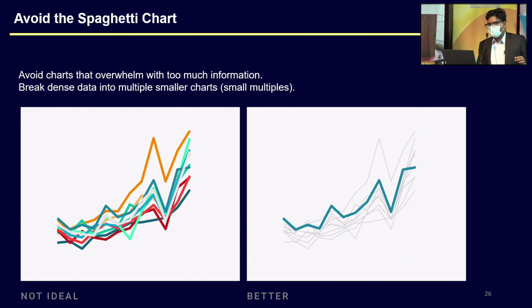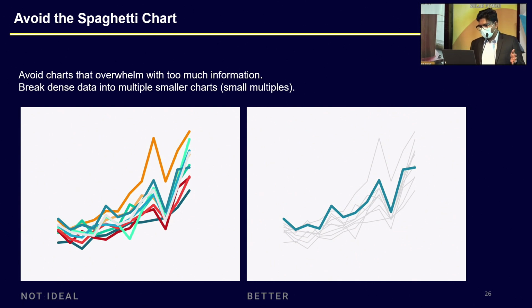Then avoid the spaghetti chart. A spaghetti chart is this, where you have a lot of unnecessary things which really don't make sense, right? If you want to really focus on one particular line, one particular chart, you can focus on that, maybe by using a color that stands out, or hiding the other things in the background. So these are some of the things you can think of when you are communicating to a broader audience.